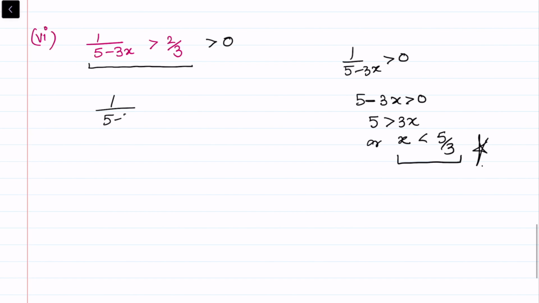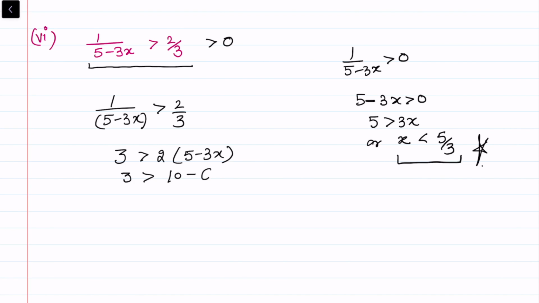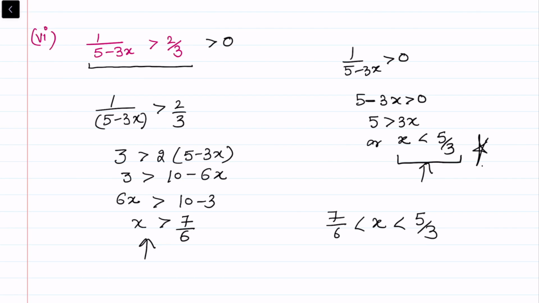1 upon 5 minus 3x greater than 2 by 3. Now because 5 minus 3x is positive, simply cross multiply. We get 5 minus 3x times 3 is greater than 10 minus 6x. So take 6x on one side: greater than 10 minus 3. So x is greater than 7 by 6. So we say x is less than 5 by 3 and x is greater than 7 by 6. So we get the range as 7 by 6 is less than x less than 5 by 3. So that becomes the answer for the given inequality.